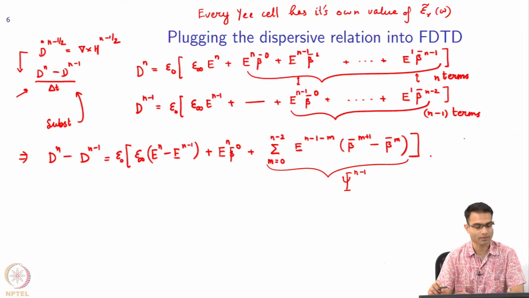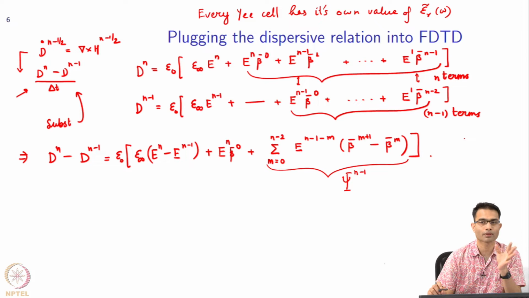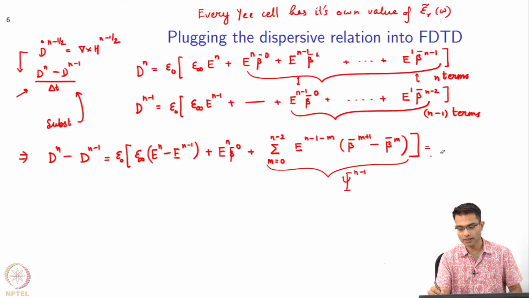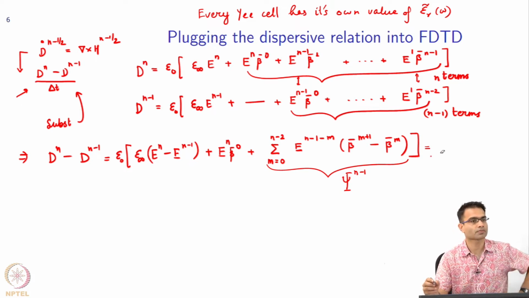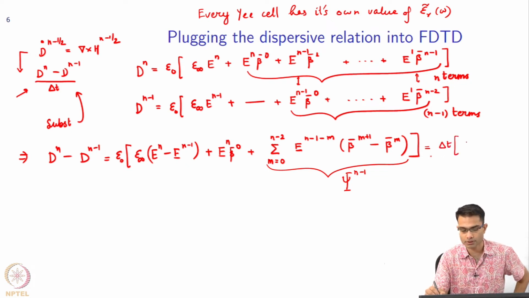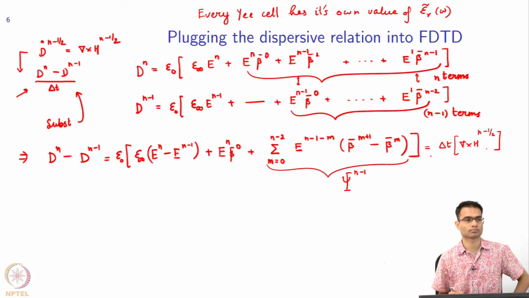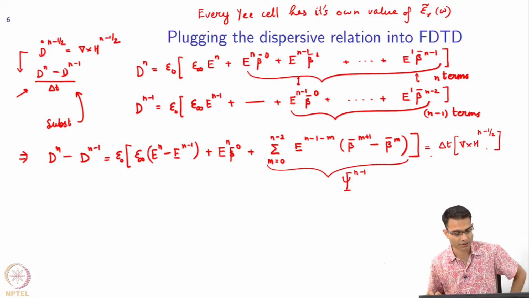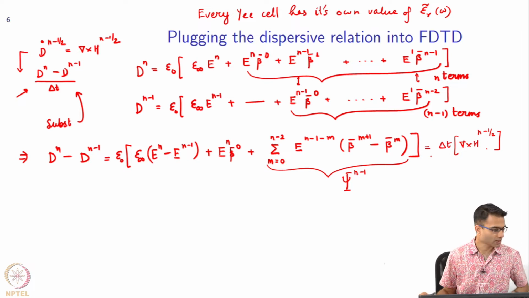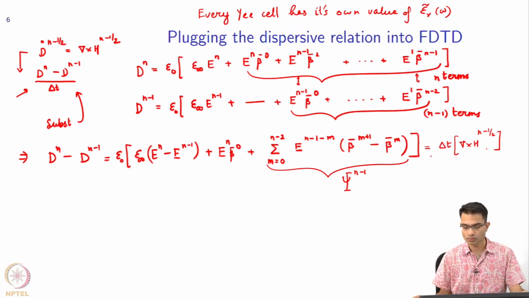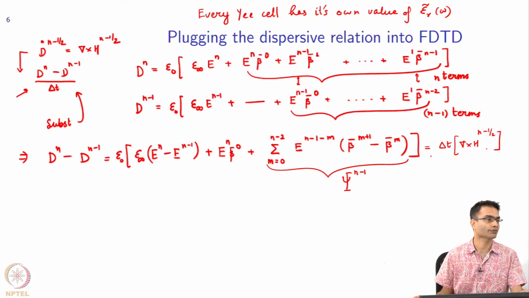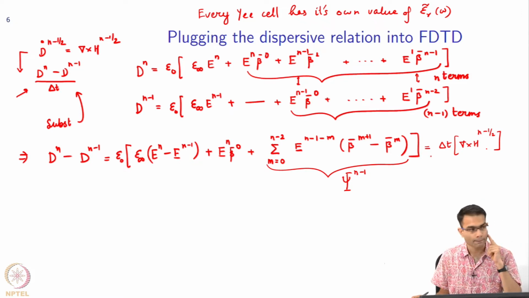So, this d n minus 1, I am not interested in d, I want a relation between E and h. So, I use Maxwell's equations, and what should I replace this by? This d n minus 1 should get replaced by delta t times curl of h n minus half, right, since it is just the difference d n minus d n minus 1. So, from this entire expression I can extract E n. I want a relation for E n in terms of all past electric field and magnetic field. So, can I do that?